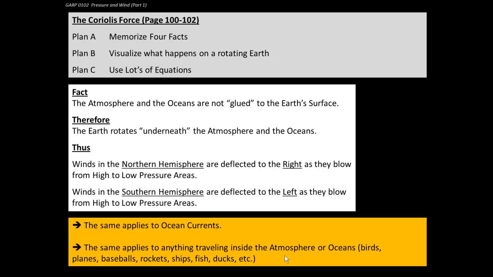Whether that's a bird flying, a baseball flying, a rocket flying, a ship, a duck swimming on the pond, a fish. Anything that travels in the atmosphere or the oceans in the northern hemisphere is deflected to the right as it travels. Anything in the southern hemisphere that's traveling in the atmosphere or the ocean is deflected to the left. That's just a fact of physics.